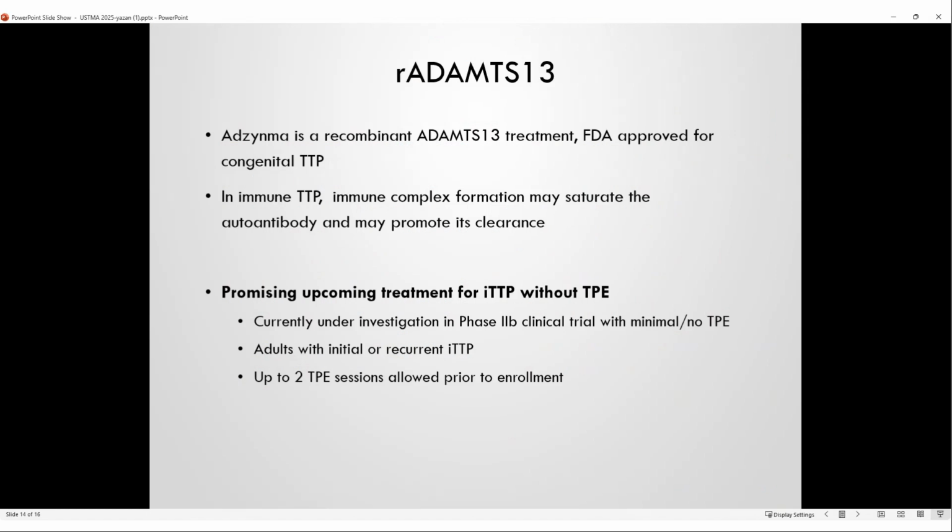So this is a promising upcoming treatment for immune TTP without plasma exchange. It is currently under investigation in a phase 2b trial, so we don't yet have data about it. It is being investigated with minimal to no TPE. So hopefully in the future, once enough patients have been enrolled and analyzed, we'll have data about it.